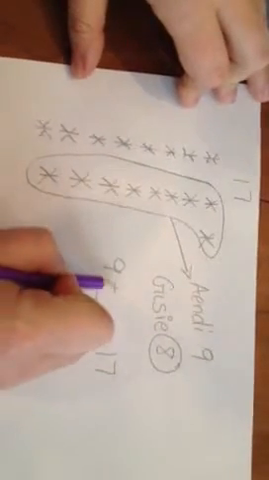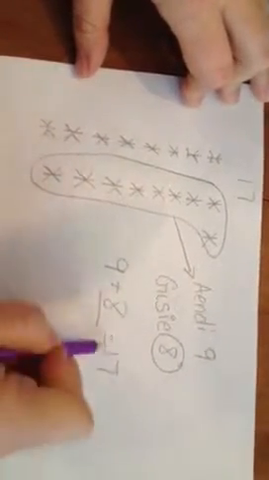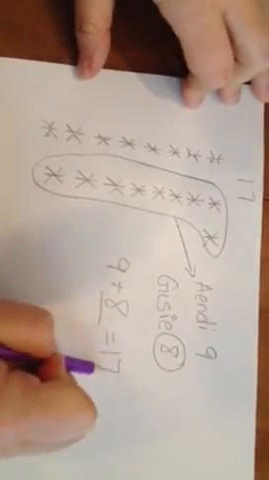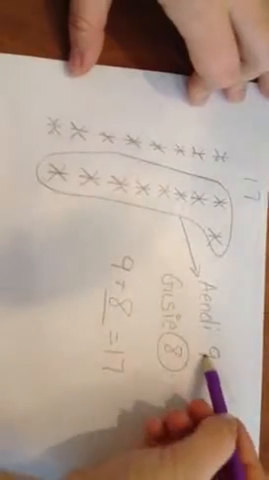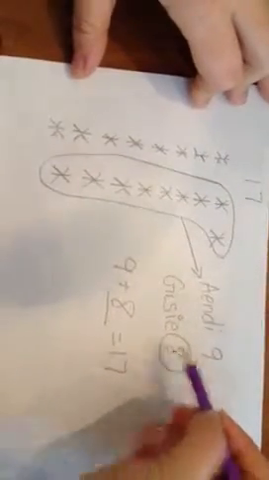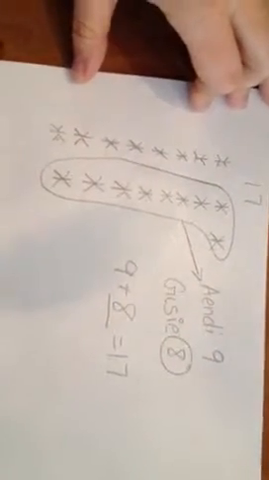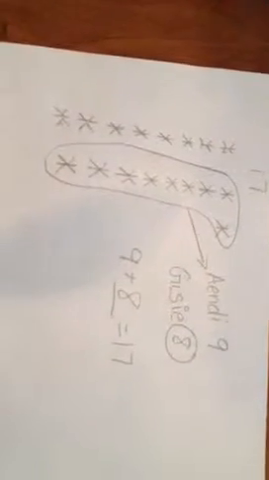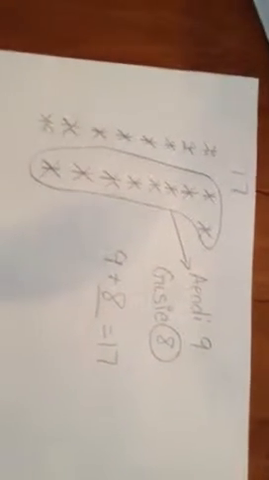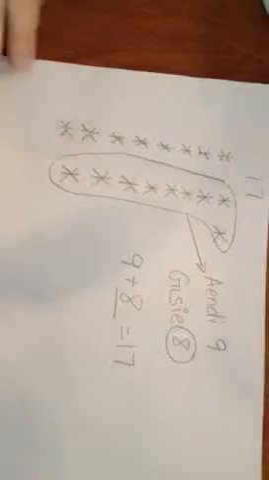So 9 plus 8 must equal 17. So I have 17 crickets in total, and Andy had 9. That means that Goosey must have 8. Let's take a look at another way that we can do this.